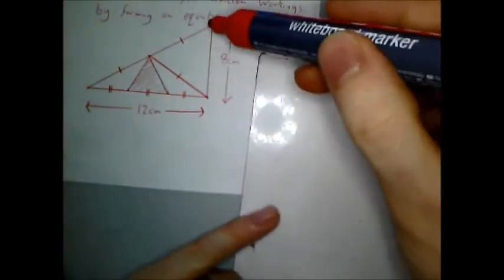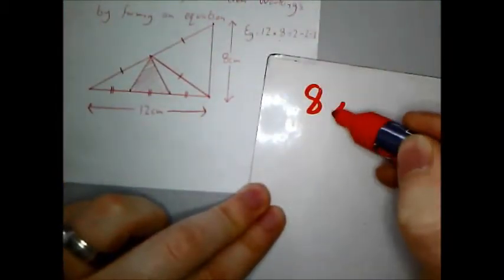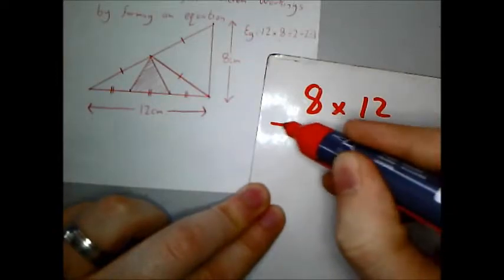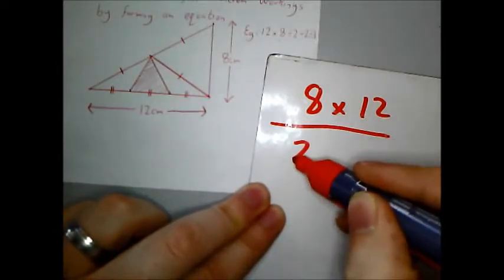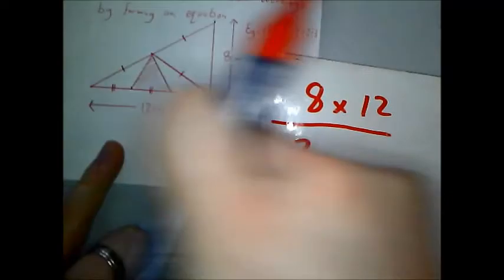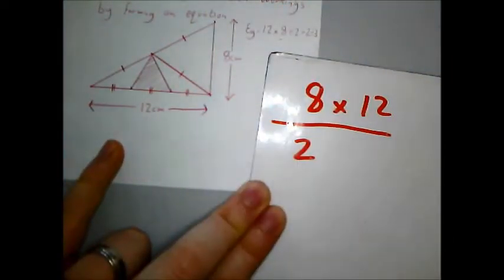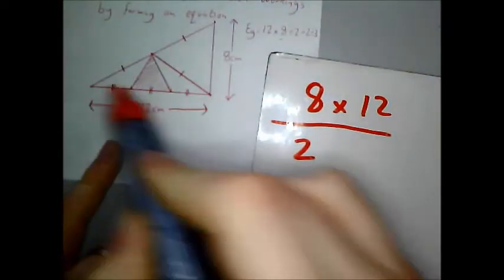So the question's asked me to do it all in one big equation. So that's what I'm going to do. So I know to work out the area of a triangle, let's work out the area of the whole triangle first. It would be 8 times 12 divided by 2. Yep, because it's the base times the height divided by 2. So that gives me the area of this whole triangle here.